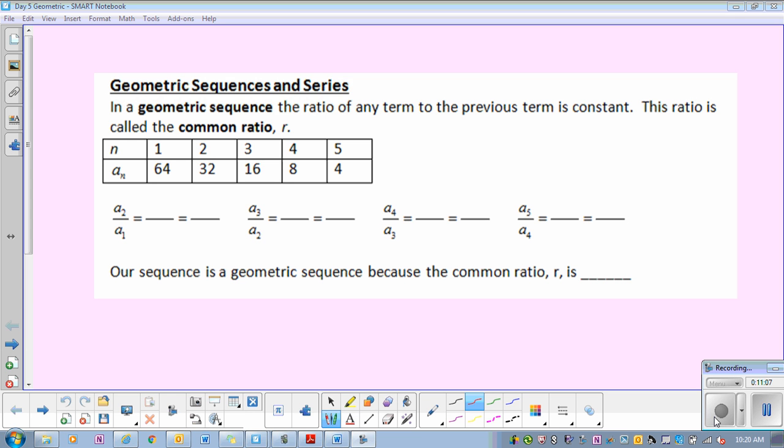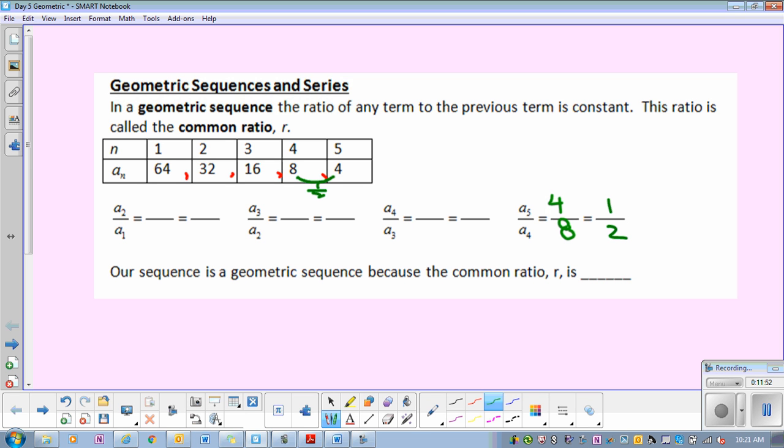So, same thing as before. n is the place in line. You have 64, 32, 16, 8, and 4. A sub 1 means the first number in line, which is what? What's the first number in line? 64. A sub 2 gives me the second number in line, which is 32. If you want to know what the common ratio r is, start from the back. So for that one, it's half, right? You divide. So you have 4 divided by 8. And what is that, Tom? Half. 1/2. So that means it multiplies by 1/2 there.